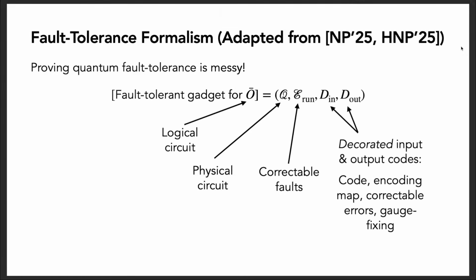And then you need to specify the input and output codes. For each of these, you need to specify a code and coding map, again a set of correctable errors, and also what values your gauge qubits have. Then you take these objects which have all this different data, and you start composing them: sequentially, in parallel, simulatively, recursively.